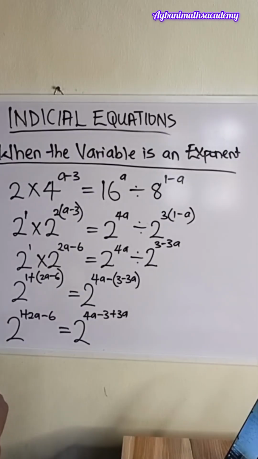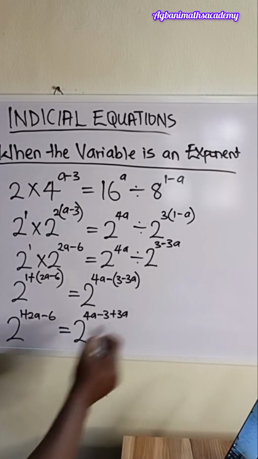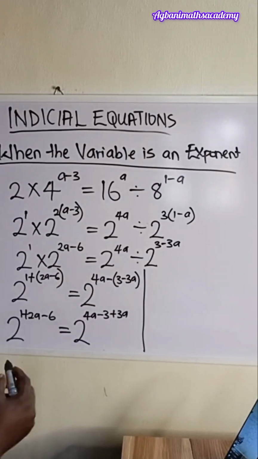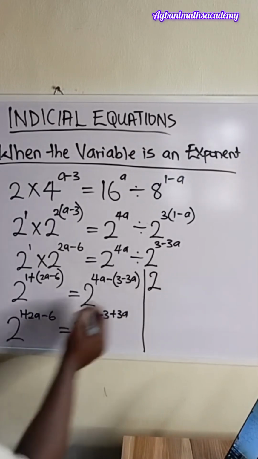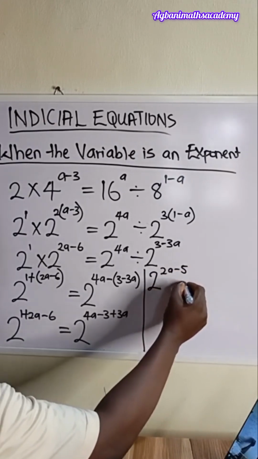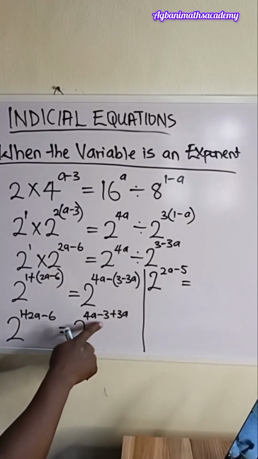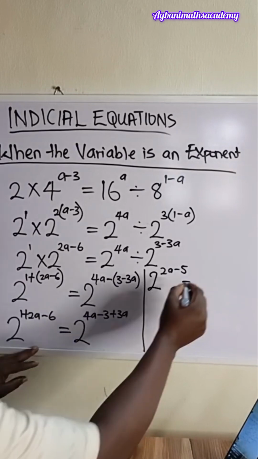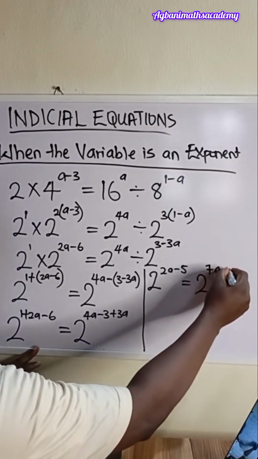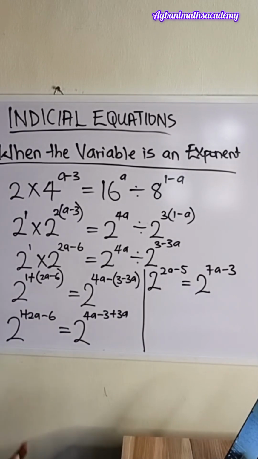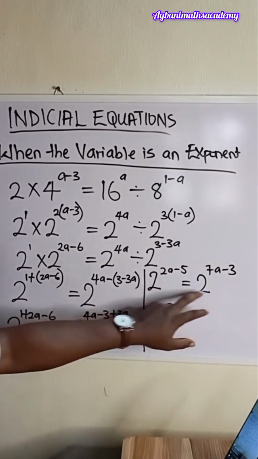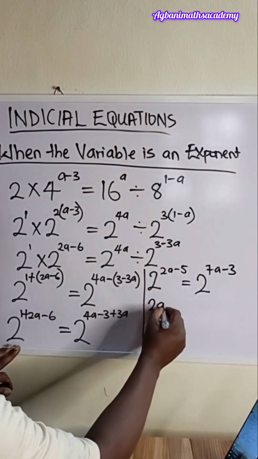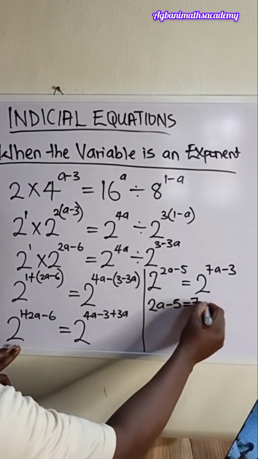So now we can add like terms or subtract like terms. So 1 minus 6 is going to give us minus 5. So we have 2 to the power of 2a minus 5 is equal to 2 to the power of, here we have 4a plus 3a, that will give us 7a. So we have 2 to the power of 7a minus 3. So at this point, now we can apply what we already know. When the bases on both sides of the equation are the same, you equate the exponent. So this would be 2a minus 5 is equal to 7a minus 3.